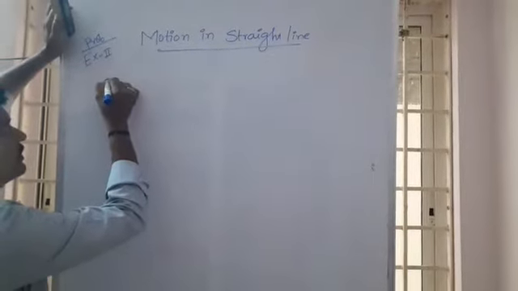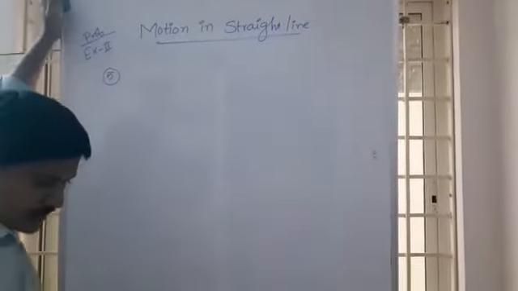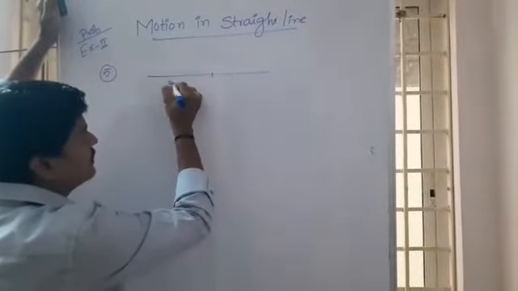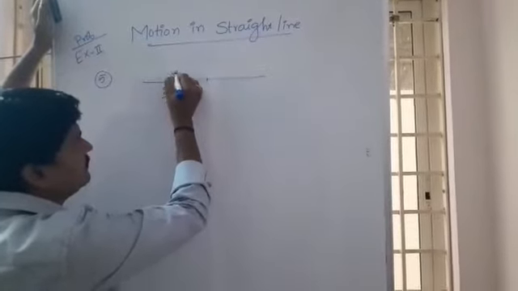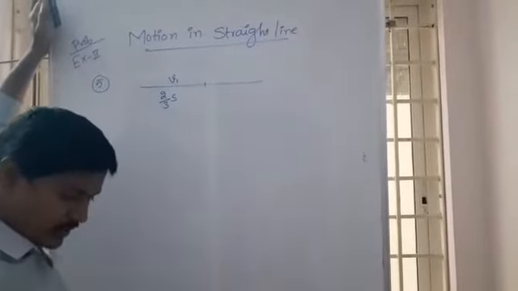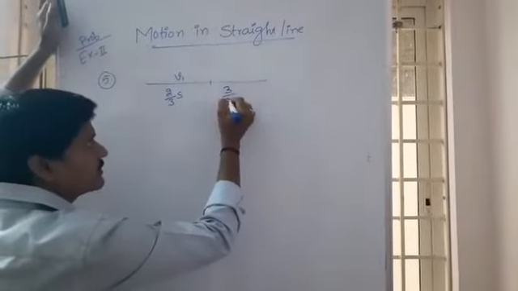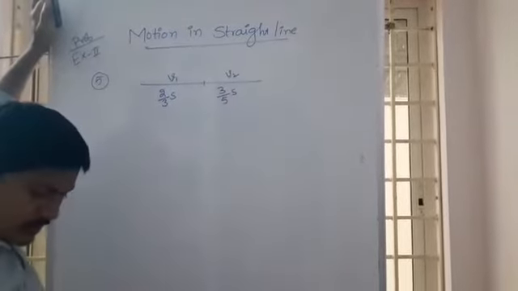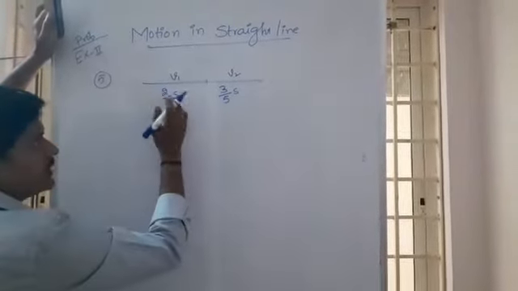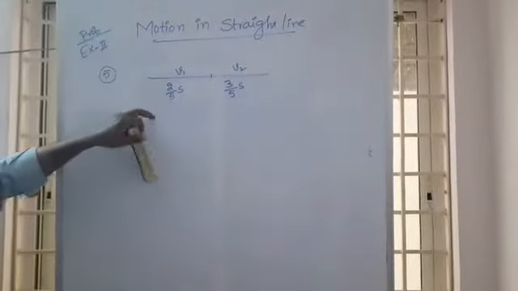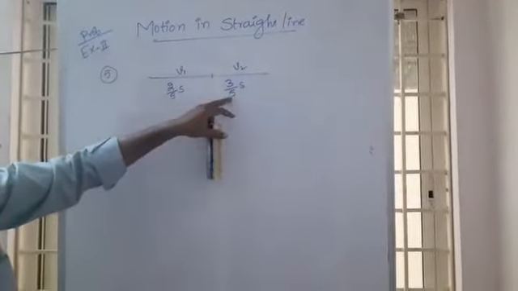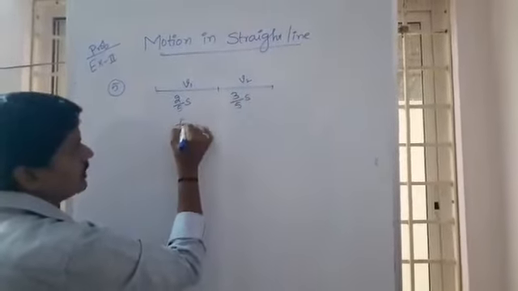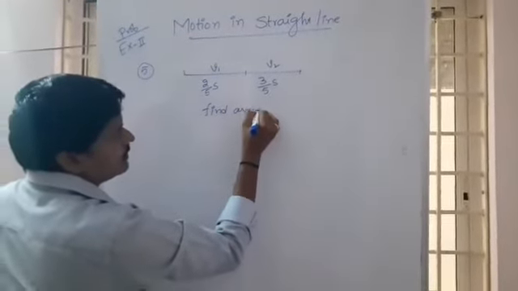So your fifth problem in exercise 2. A car covers 2 by 5 of the distance with the speed v1, and the next 3 by 5 of the distance with the speed v2. Find the average speed.